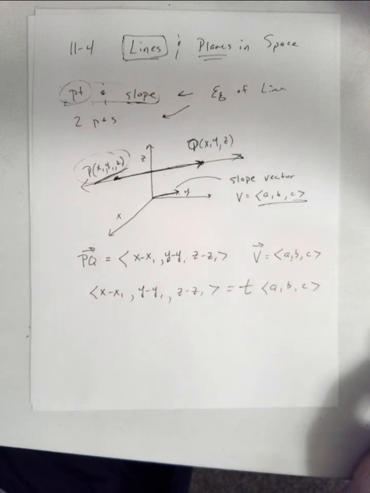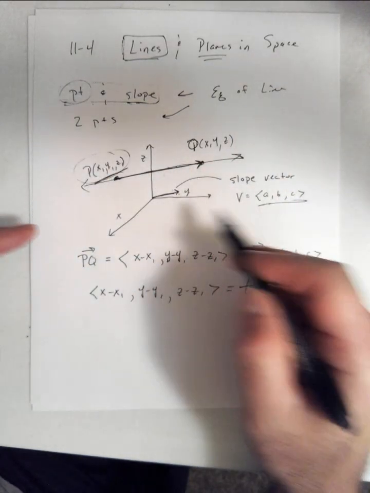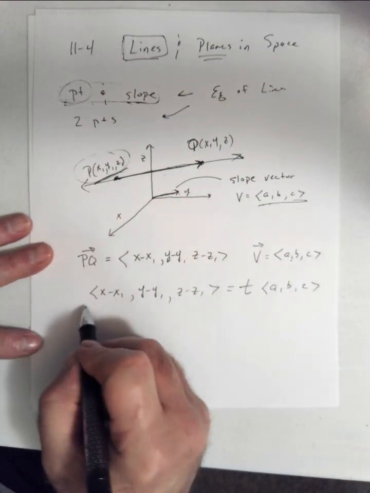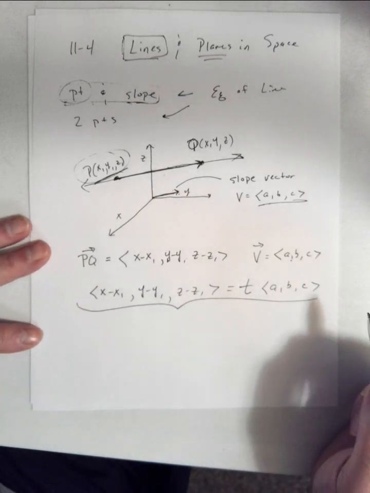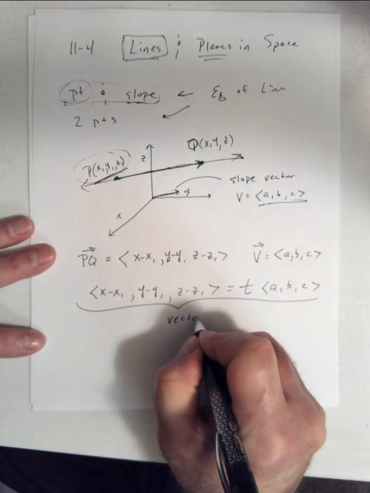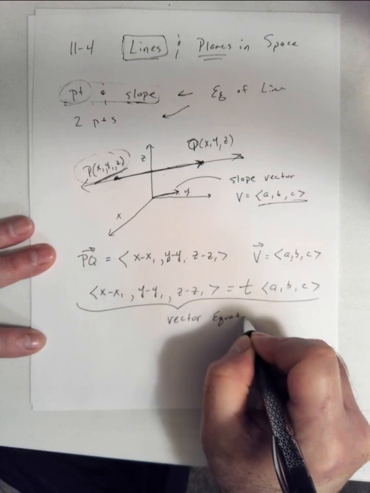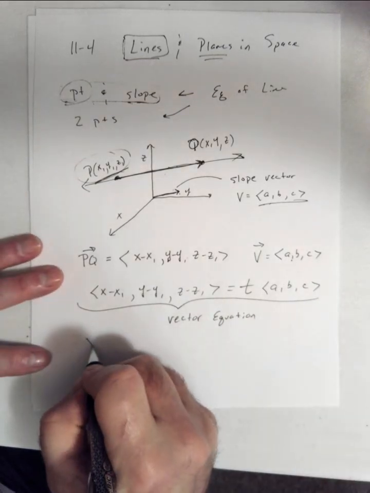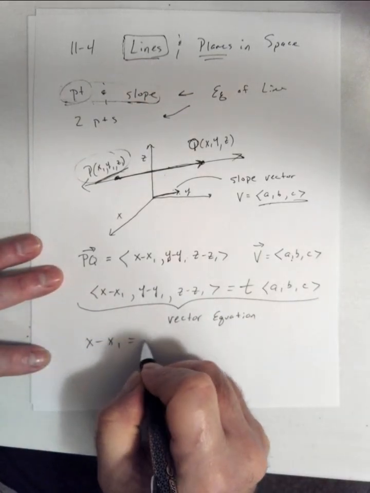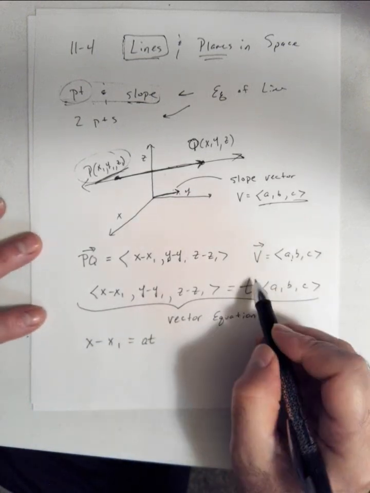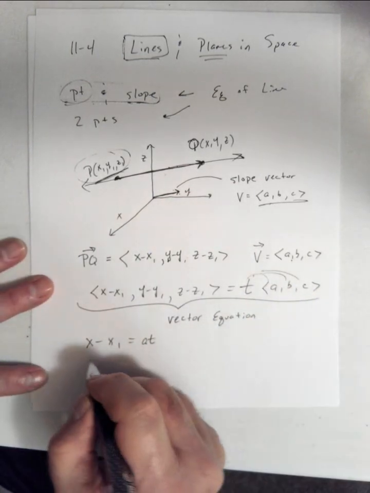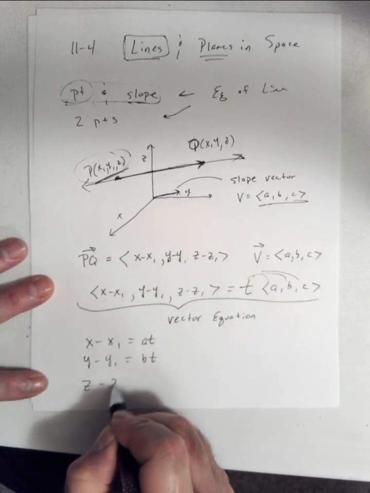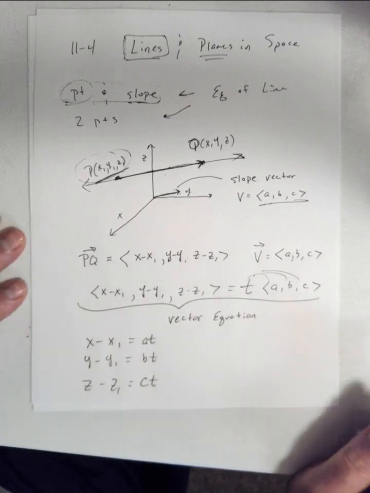Right? So whether this vector is bigger or smaller doesn't really matter. And so what does that mean? Because this right here is what they don't tell you in the book, and I think it's important. This is called a vector equation because we've equated two vectors. But I also know now that x minus x1 has to equal a times t, because that's the scalar, right? Y minus y1 has to equal b times t, and z minus z1 has to equal c times t.